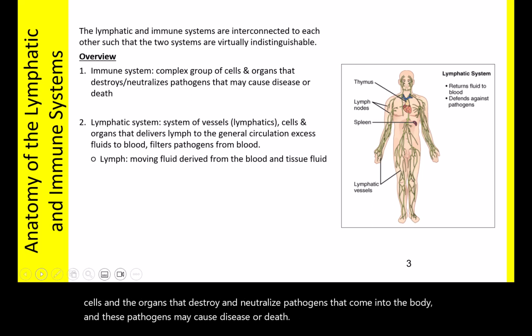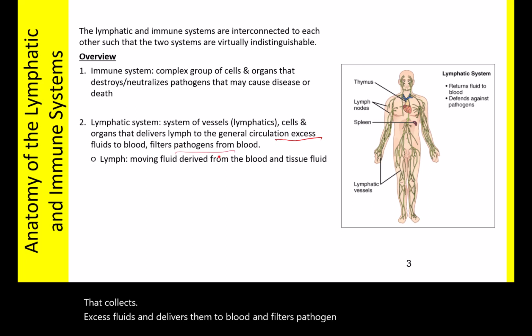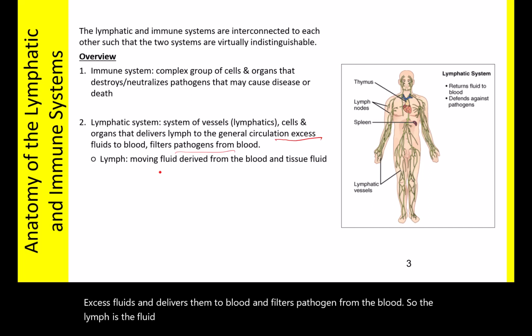Whereas the lymphatic system is almost a parallel circulatory system that collects excess fluids, delivers them to the blood, and filters pathogens from the blood. The lymph is the fluid that flows within the lymphatic system, and it's derived from blood and tissue fluid.